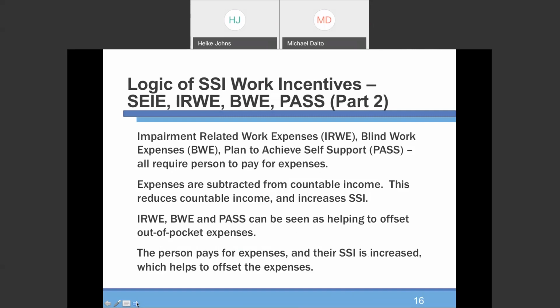And again, that reduces the countable income and therefore increases their SSI. So you can look at IRWE, BWE, and PASS as ways of helping to offset out-of-pocket expenses. When a person pays for out-of-pocket expenses, their SSI goes up, and that helps offset the out-of-pocket expenses.